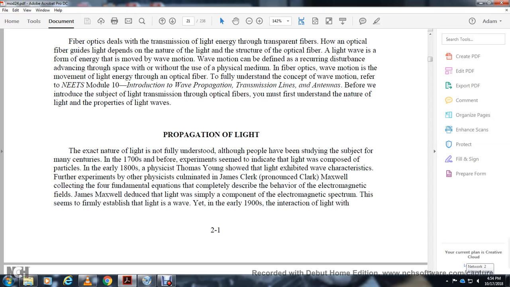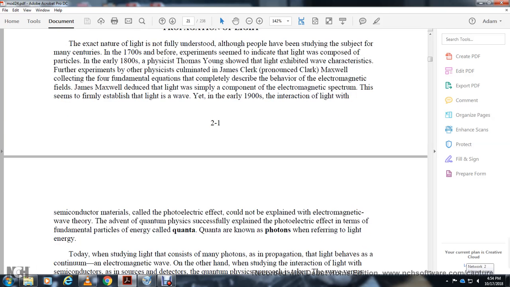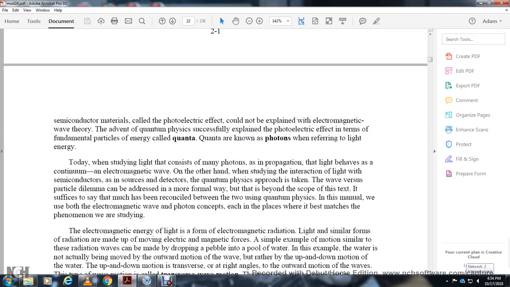In the early 1900s, the interaction of light with semiconductor materials, called the photoelectric effect, could not be explained with electromagnetic wave theory. The advent of quantum physics successfully explained the photoelectric effect in terms of fundamental particles of energy called quanta. Quanta, known as photons, is how we refer to light today. When we study the propagation of light, we consider many photons behaving as a continuum of electromagnetic wave.